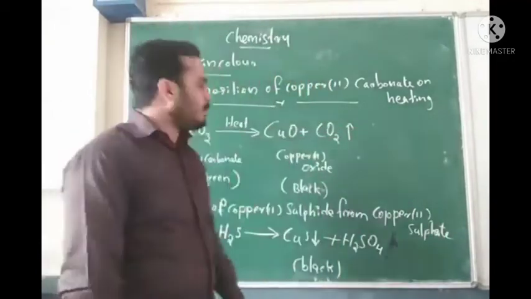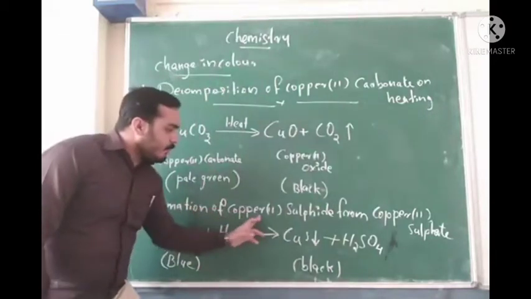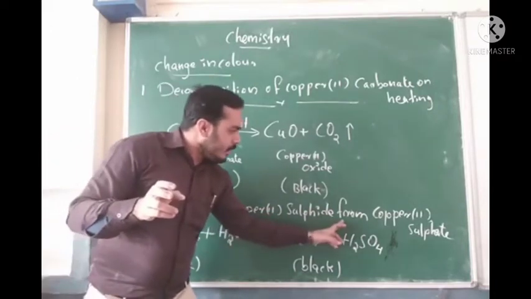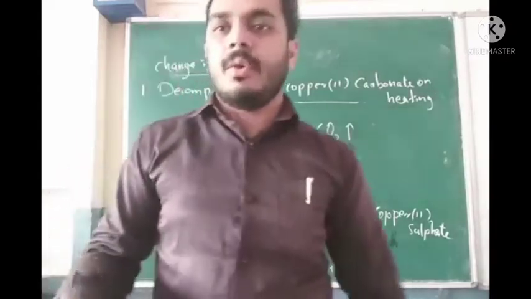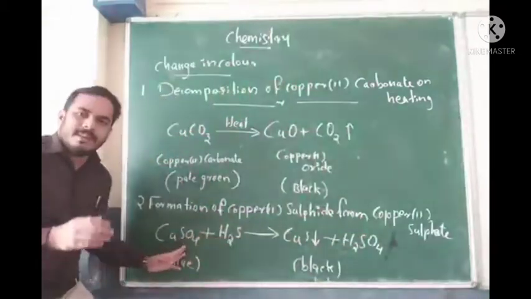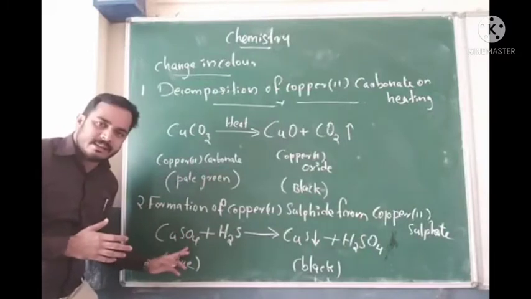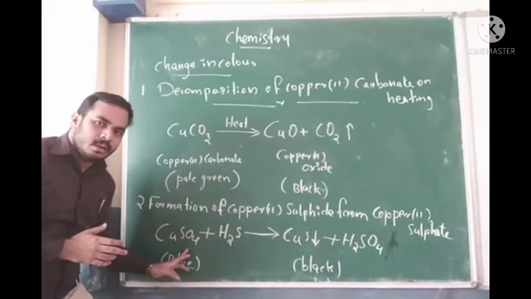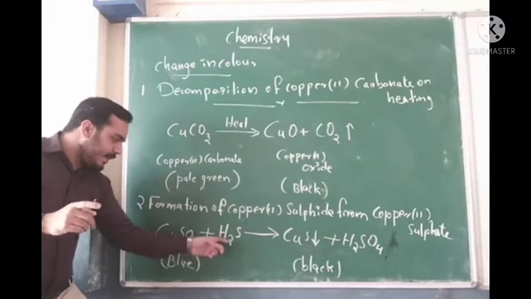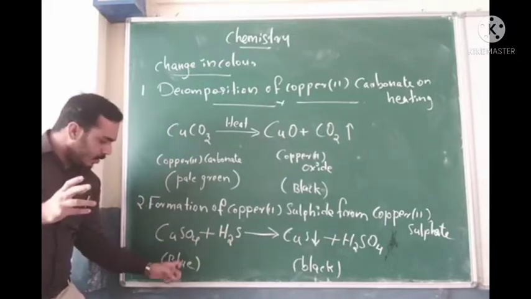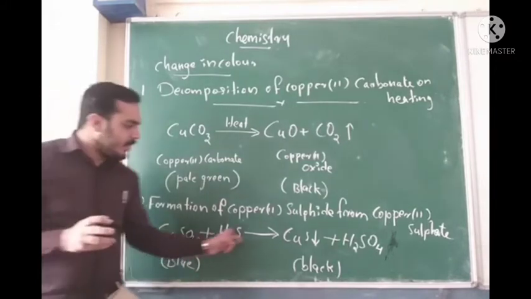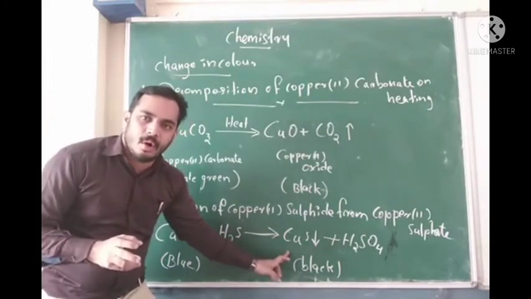And one more example I will give you. That is the formation of copper sulfide from copper sulfate. In this reaction, what are the reactants in the chemical reaction? The reactants are copper sulfate and hydrogen sulfide. Here the hydrogen sulfide is introduced to the copper sulfate. The copper sulfate color is blue. After adding the hydrogen sulfide into the copper sulfate, it turned to copper sulfide.